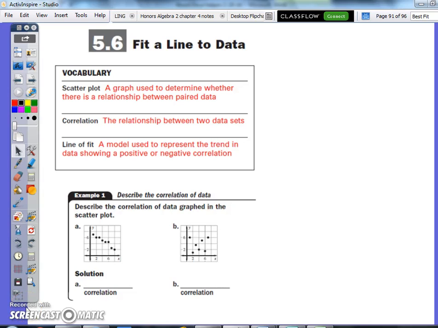This is Algebra 1A 5.6 line of best fit. I have the vocab on the sheet for you. So the vocab says scatter plot. It's a graph used to determine whether there's a relationship.